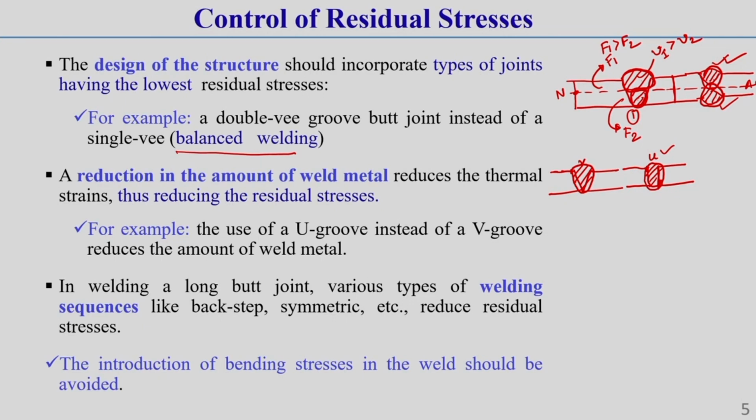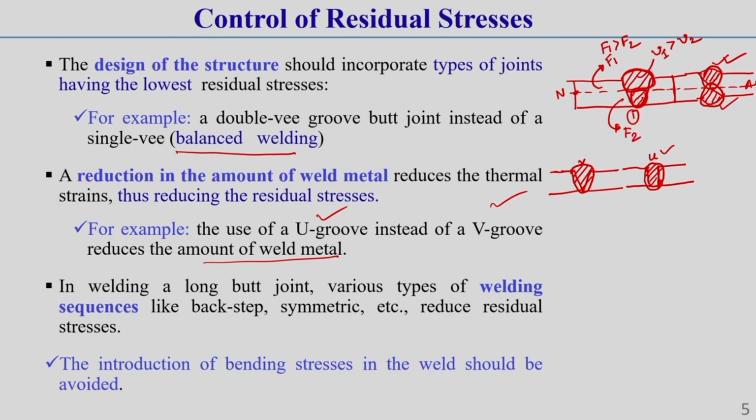That is the only thing I have written here. The use of U groove instead of V groove reduces the amount of weld material. If the weld material is less, the expansion and contraction phenomena during cooling, generally the sinkage force, will be less. So residual stress development will be less.